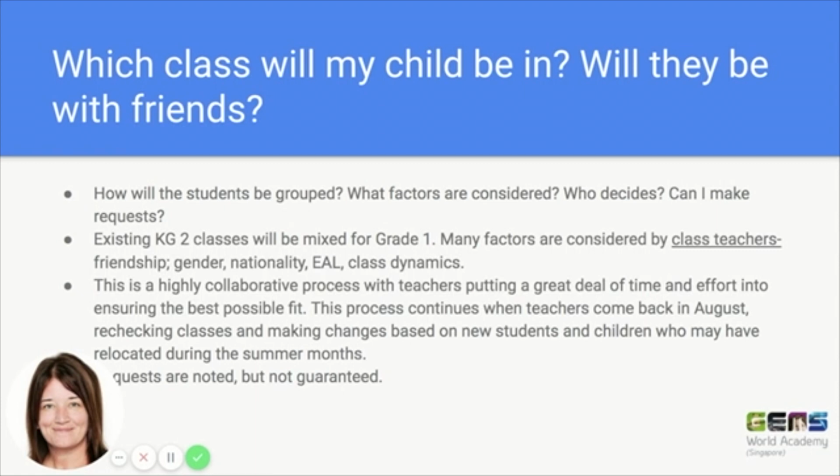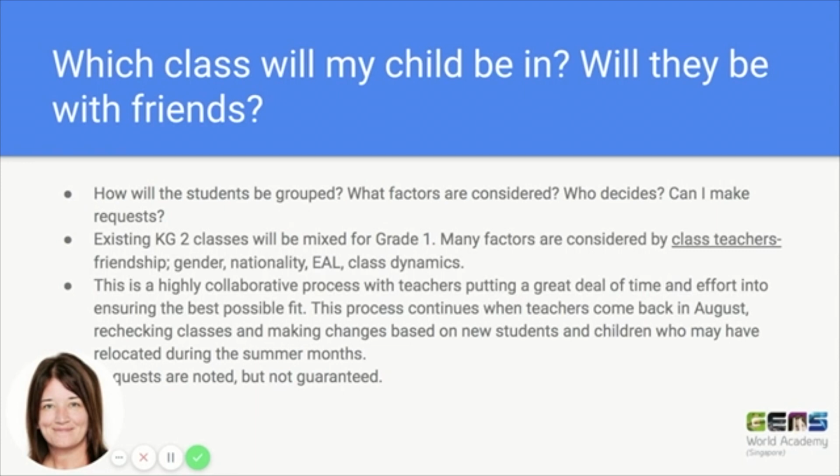We recheck the classes. We always have to make changes based on new students who've enrolled and children who may have relocated during the summer months. We are asked sometimes if we can take requests. Those requests are sometimes around friendships. They're around teachers. Those requests are noted but never guaranteed.